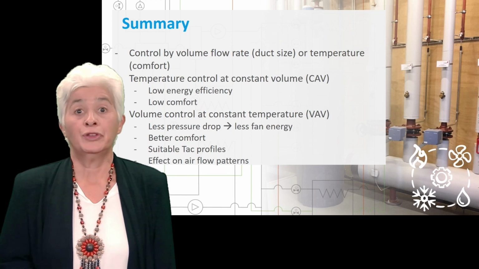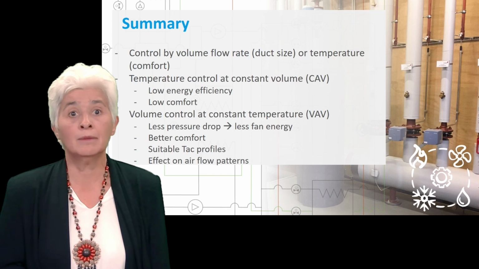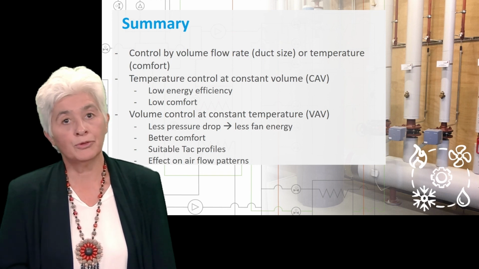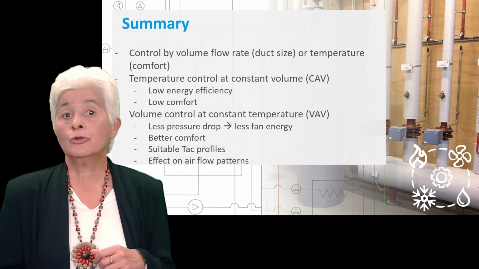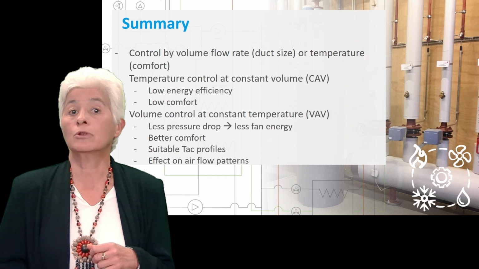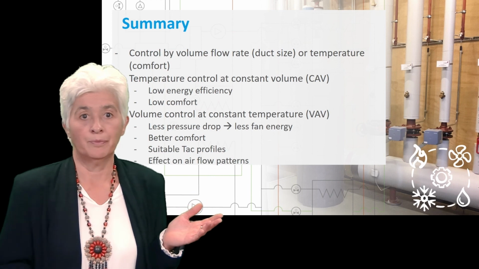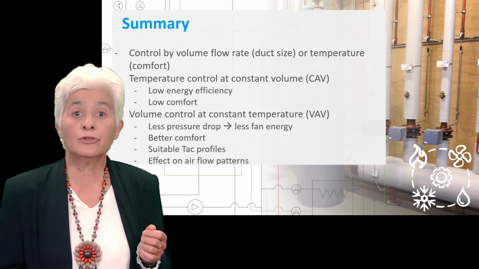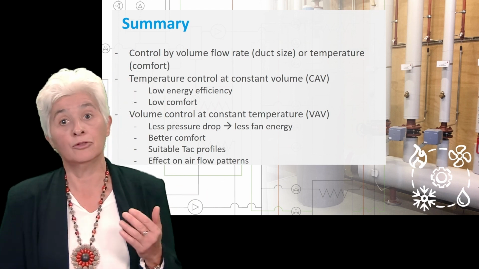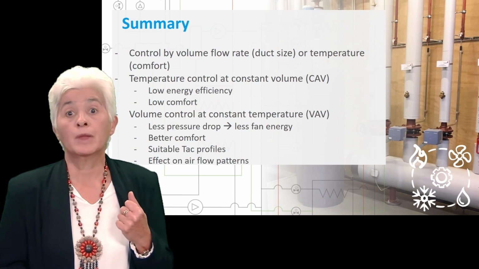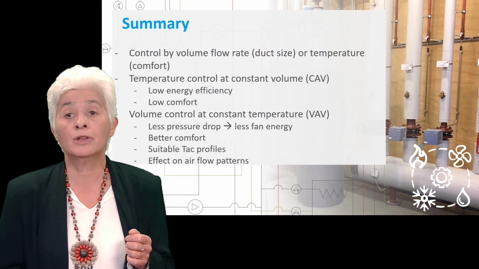We have come to the end of this lecture, in which you have learned about energy-efficient control of conditioned air supplied by air handling units. It can be controlled either by controlling the flow rate or the temperature. We explained the control issues in zones with multiple rooms using the traditional CAV system, which is not very efficient, neither comfortable. We then switched to the VAV system, variable air volume, which avoids high pressure loss and therefore decreases fan energy while ensuring more comfort. We looked at suitable air condition temperatures and at their effect on the airflow patterns at room level.